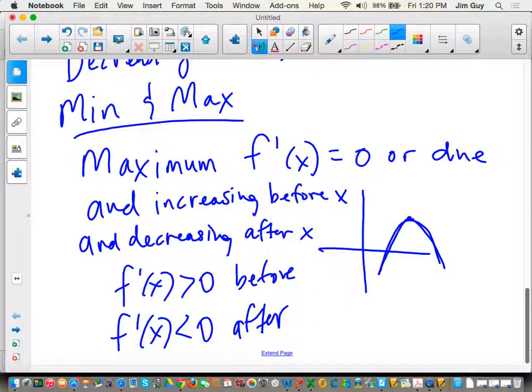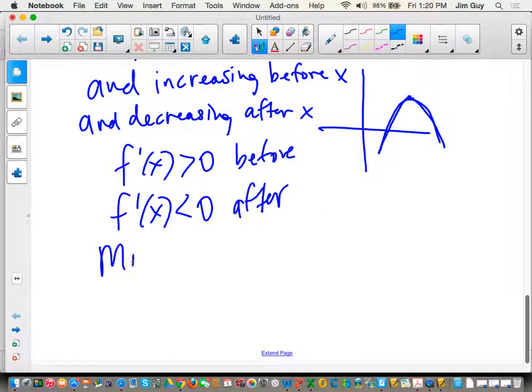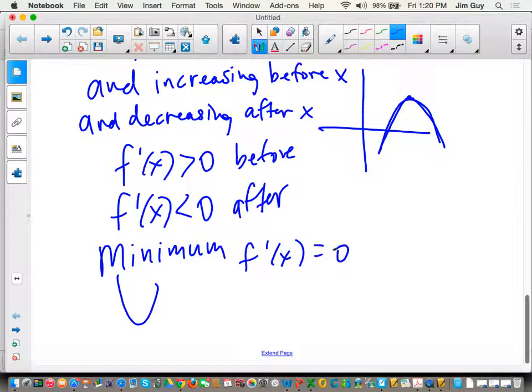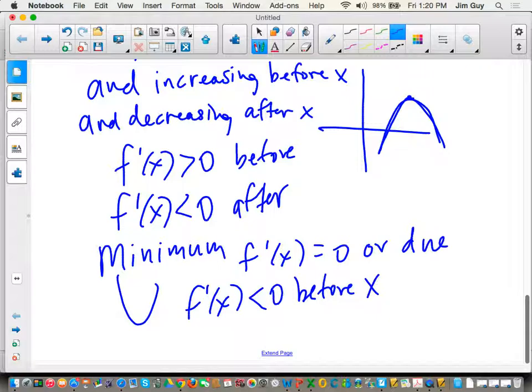I did write maximum, didn't I? And of course, minimum, same story here. F prime of x equals 0 or does not exist, and f prime of x would have to be negative before and positive after. Okay?